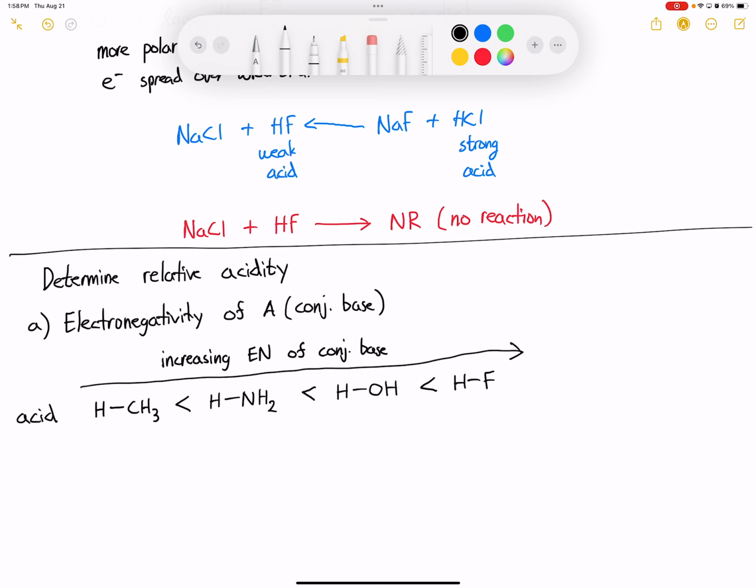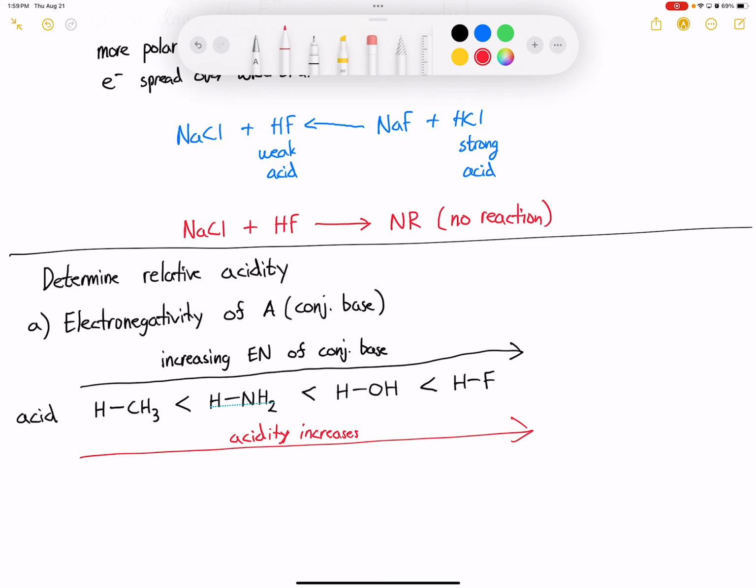Ammonia is a base. Methane is neither a base nor an acid. So this is where we're going to write that acidity increases in this direction.